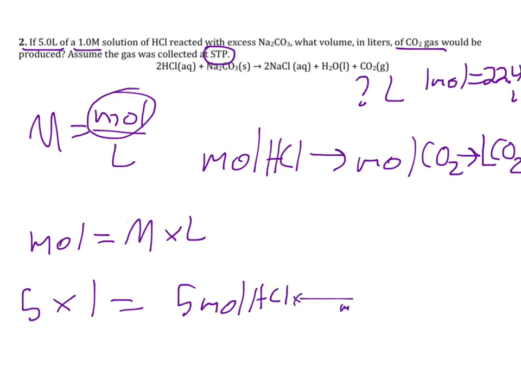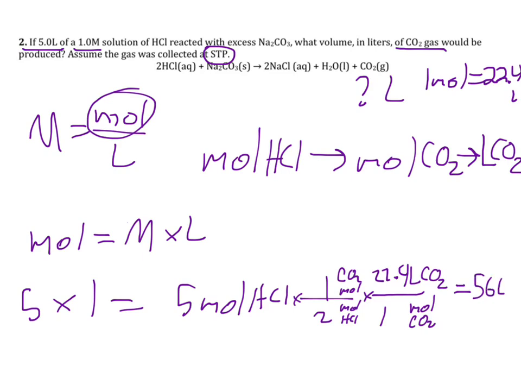And then we can go moles of HCl to moles of CO2. And then we can go moles of CO2 to liters of CO2. And we can see that this is a 2-to-1 ratio. We know that 1 mole of any gas is 22.4 liters of that gas. And then you just type that in your calculator, and you end up with 56 liters of CO2.